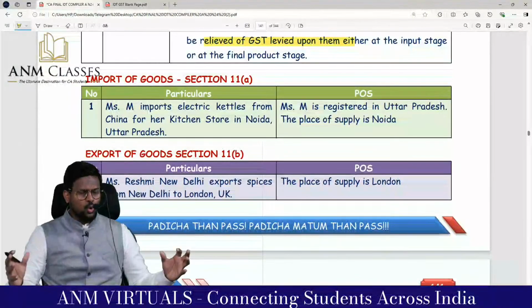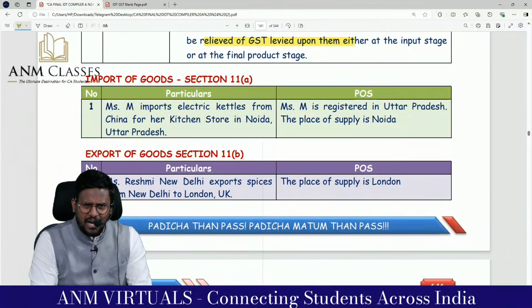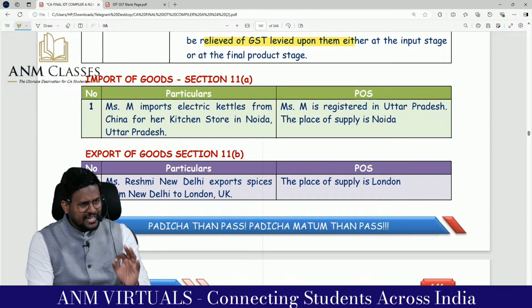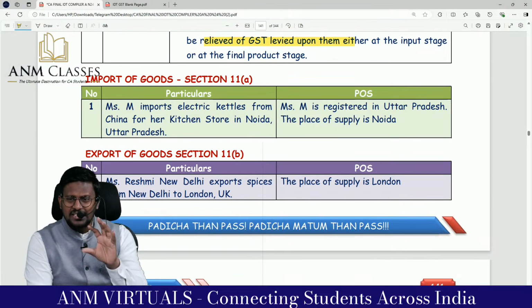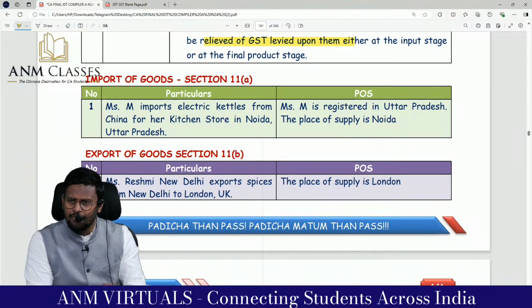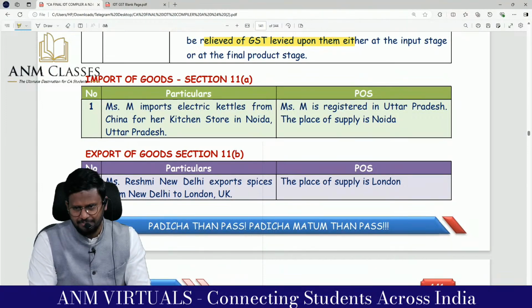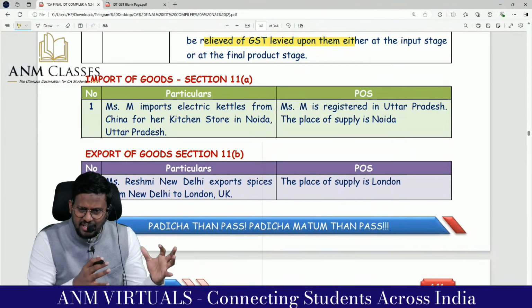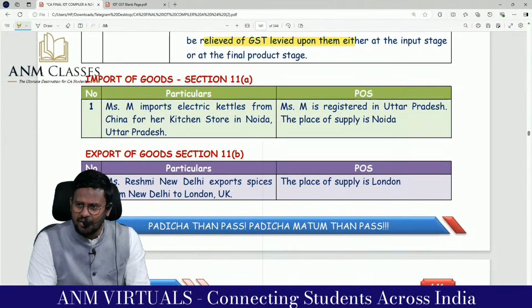Now, I am going to do the action, either import of goods or export of goods. What is the place of supply is the question. In case of import of goods, the supplier of goods is situated outside India and the recipient of the goods is situated in India. That means one person is situated outside India and one person is situated in India.